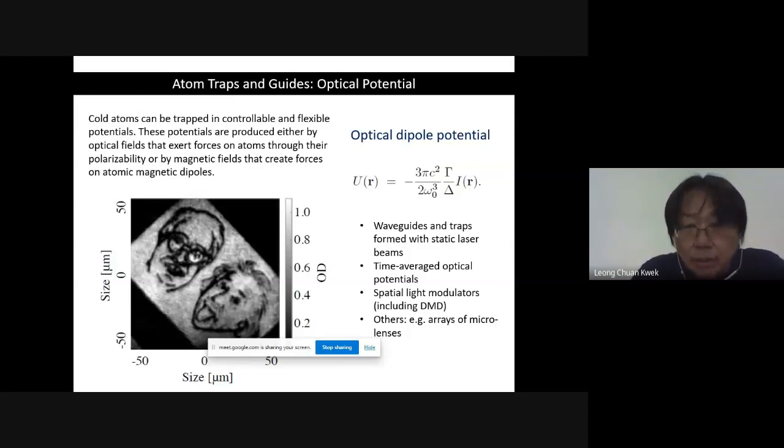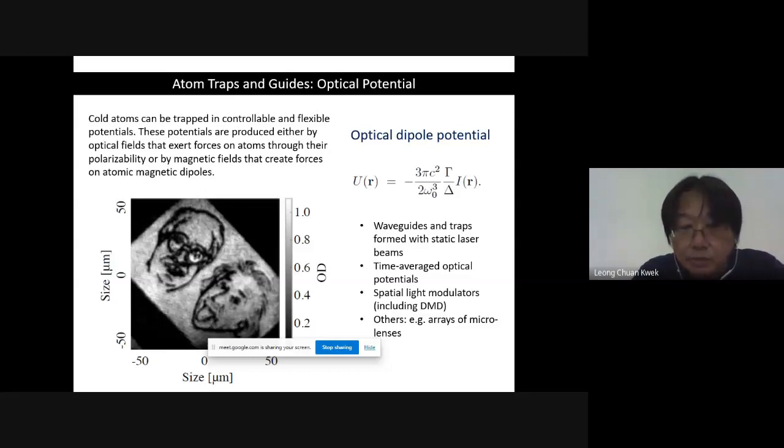Now, the optical dipole potential can act as waveguides and traps. You can also get it through time-averaged optical potentials. Or you can also do these photon-atom interactions through what's called spatial light modulators. So these are modulators, essentially designed lenses that can produce high intensity at some point.